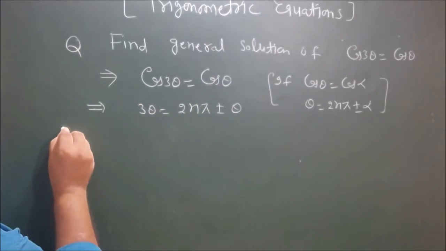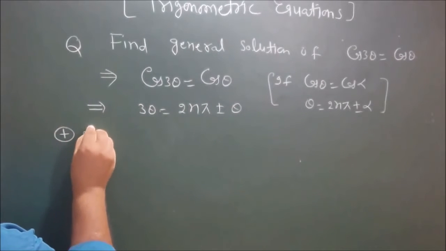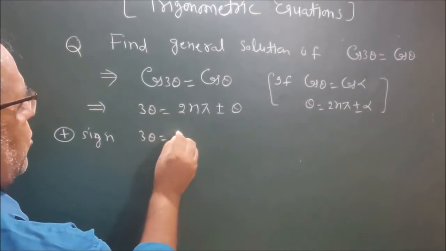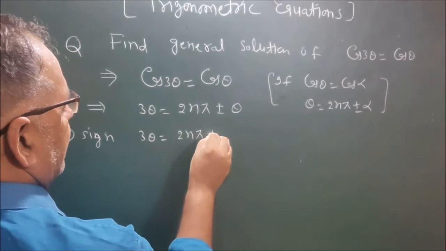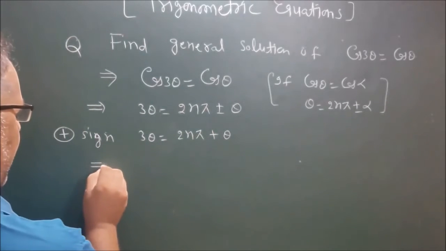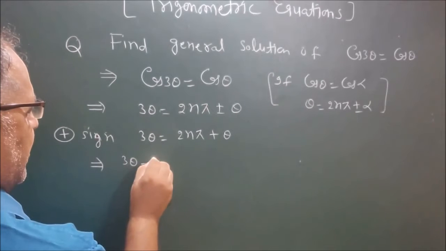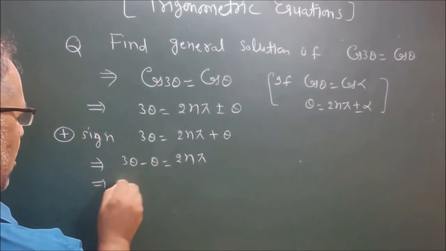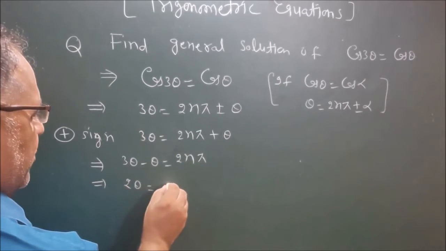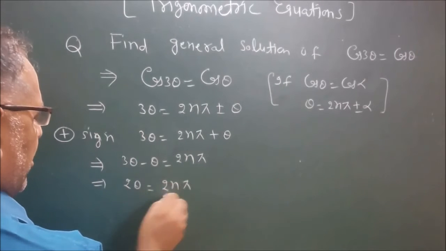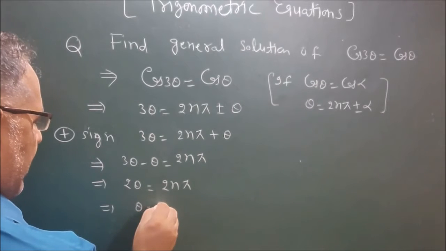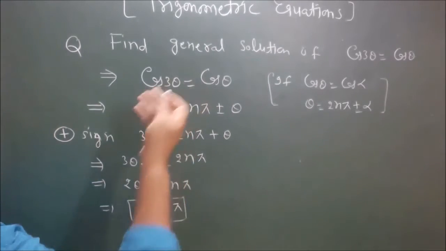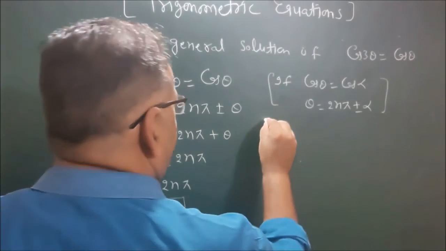First we take the positive sign. So 3 theta equal to 2 n pi plus theta. Transfer: 3 theta minus theta equal to 2 n pi. That means 2 theta equal to 2 n pi. So now we have theta equal to n pi. This is one solution of this trigonometric equation.